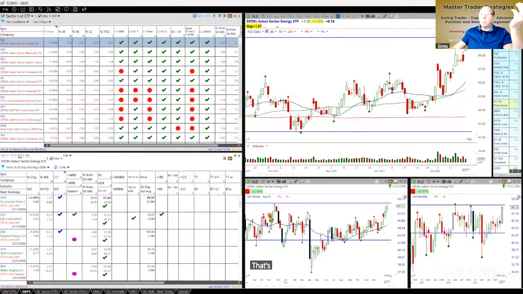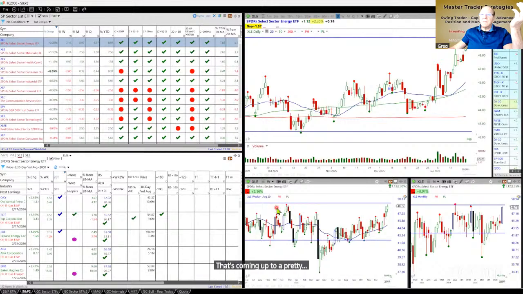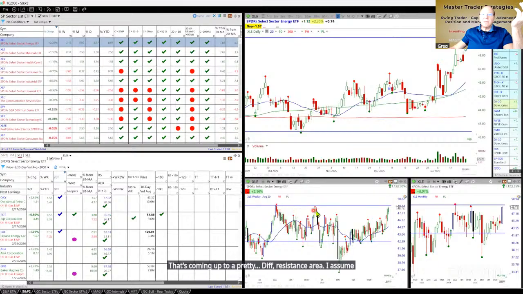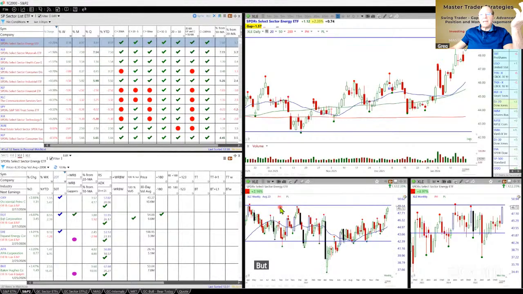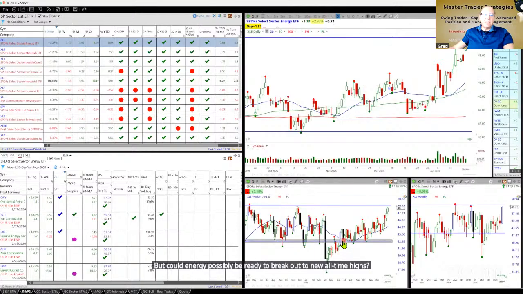That's coming up to a pretty stiff resistance area. I assume it's stiff because it's got a pivot high and it's got a pivot high. But could energy possibly be ready to break out to new all-time highs? This particular sector, there are others also.